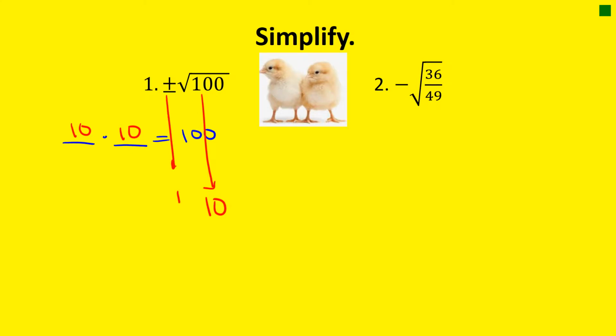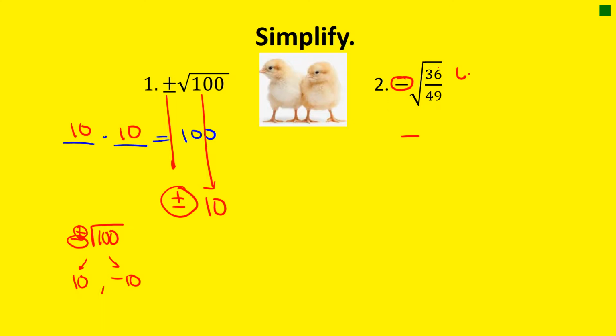And then they have this plus or minus sign in front of here. So when they're saying plus or minus the square root of 100, they're saying what number times itself gives you 100 and is positive? Well, that's going to be a positive 10. What number times itself gives you 100 and is negative? That's going to be a negative 10. So instead of writing both of them, we just put this plus or minus sign. On this one, they want a negative answer, so we're going to put a negative.